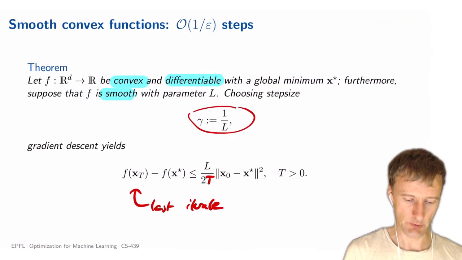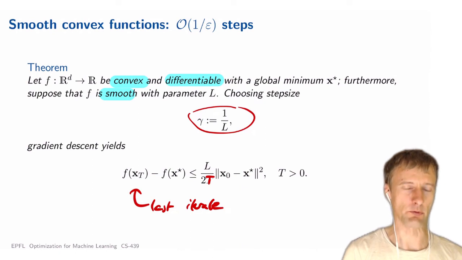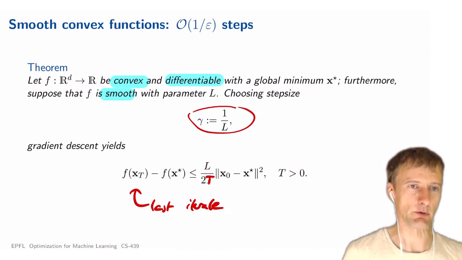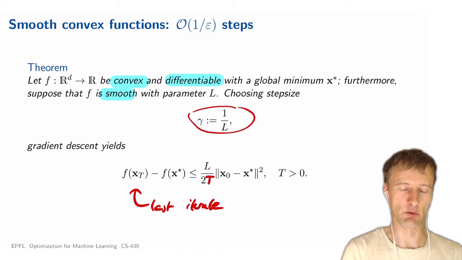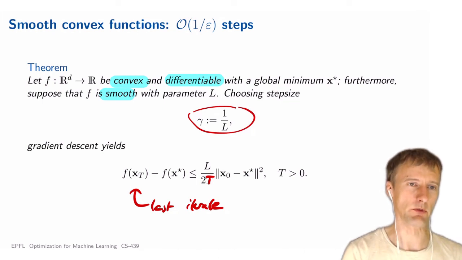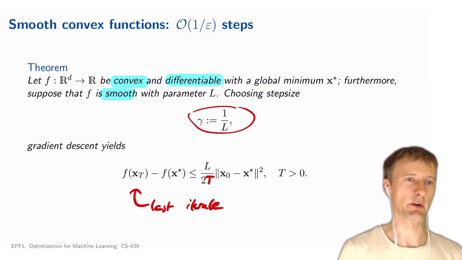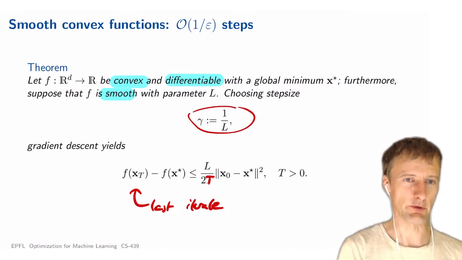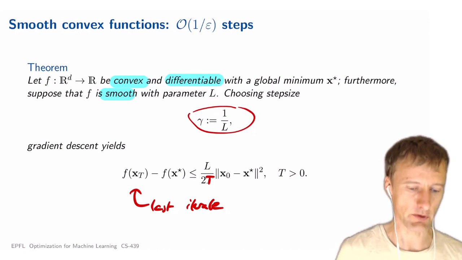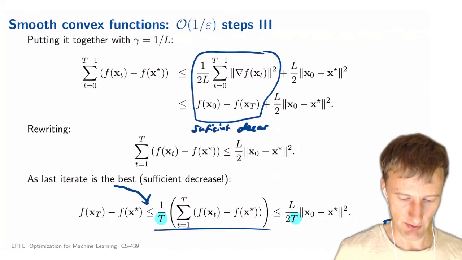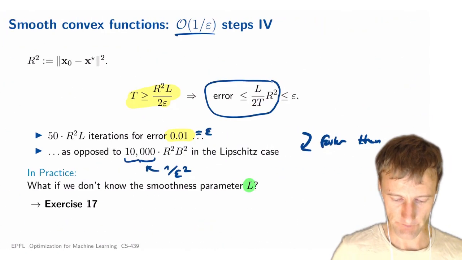L is really the only thing you need to know to run this algorithm, because it gives you your step size. You don't even need to know how many steps you want to run. You just need to know the L, and then you can run as long as you want. You can stop anytime, and you will always have the result for the current iterate. It's not just for the average of the iterates. So that's a strong result, and it's faster than the one before.